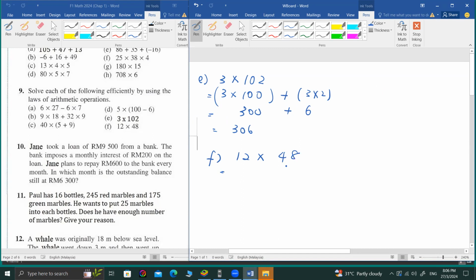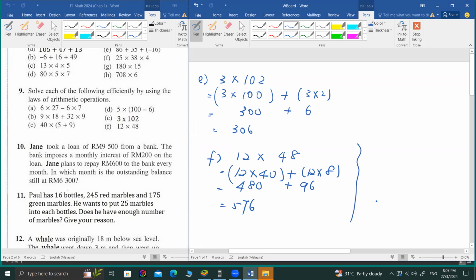There are 2 ways. Okay, one, maybe you can put it like, for example, 10 times 48 and 2 times 48, like that, right? Or, last week I showed you, you can either make it 12 times 40 plus 12 times what? 8, yes. So 4 times 12, 48, plus 96. So 480 plus 96, you get 576.